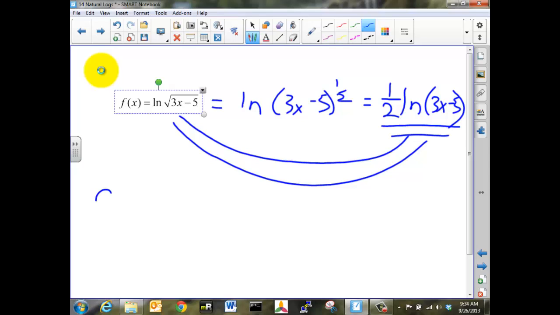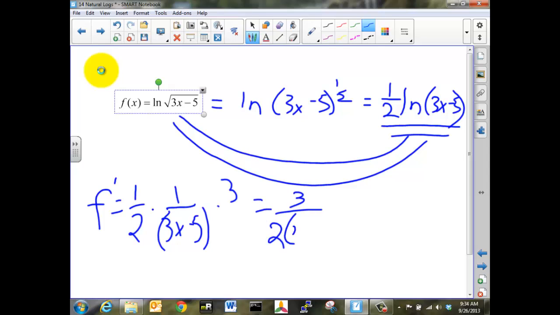Because now we're going to take the derivative of this thing out here. Well, we know our answer's got a 1/2 in it, so I'm going to write the 1/2 times. We're taking the derivative of ln of 3x minus 5. What's the derivative of ln? 1 over the argument times the derivative of the argument, which is 3. Oh my God. 3 over 2 parentheses 3x minus 5.